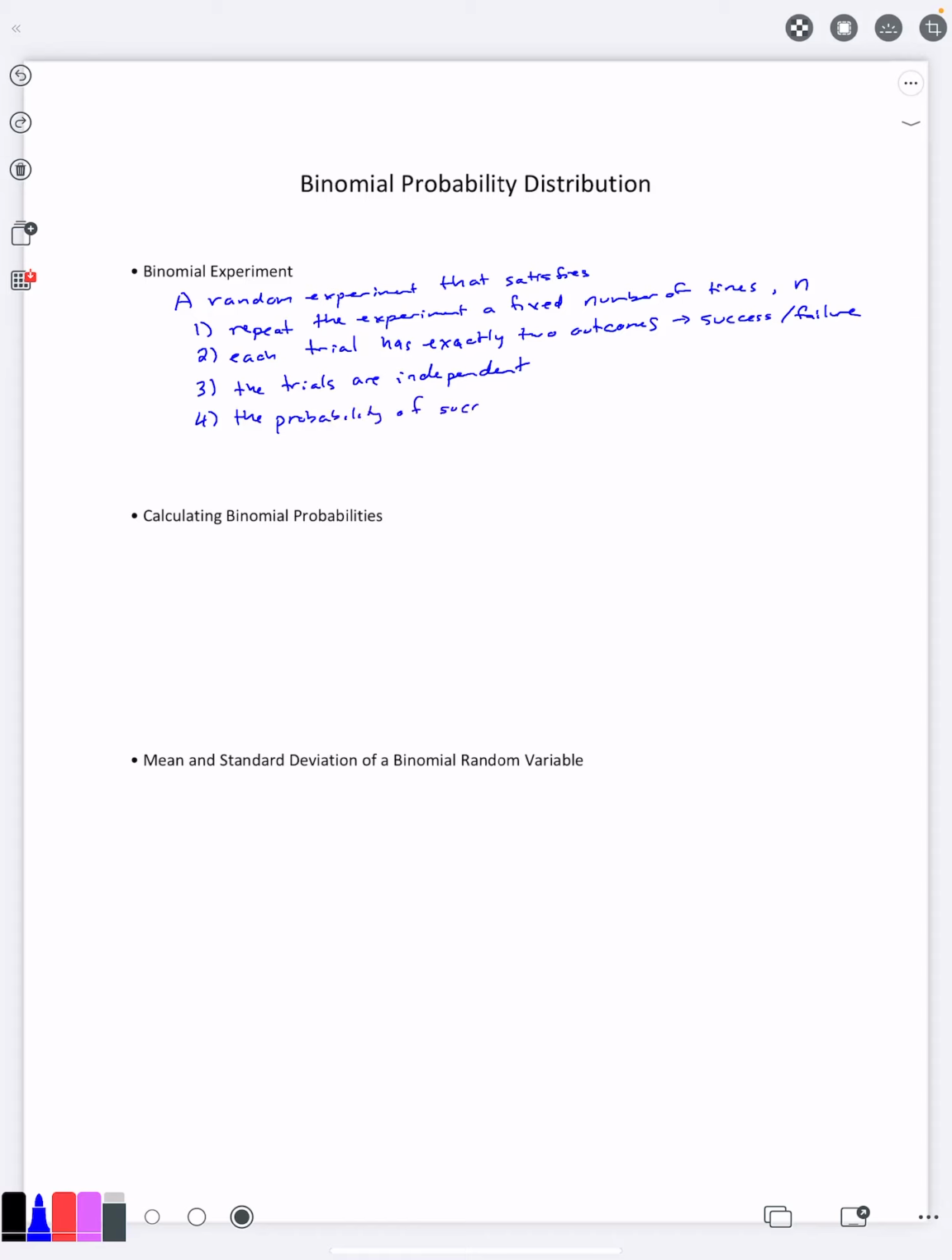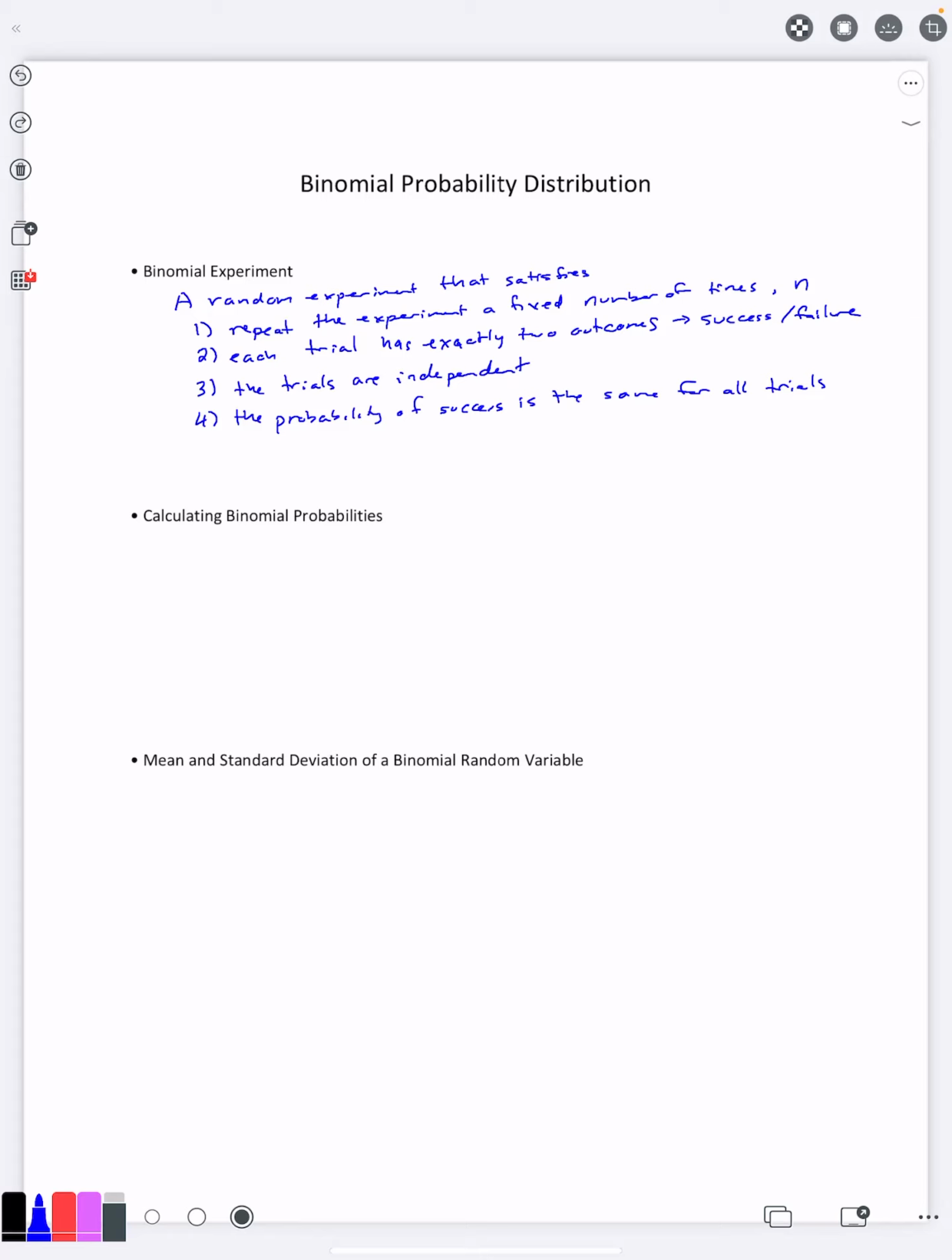And the last condition is that the probability of success is the same for all trials. If we're flipping a coin here, we can't flip a fair coin for a few of them and then switch into a weighted coin, because that's going to mess with the probabilities. No, the probability has to be the same for each and every trial. You could use a fair coin for all the trials, you could use a weighted coin for all the trials, but it has to be the same for every trial.